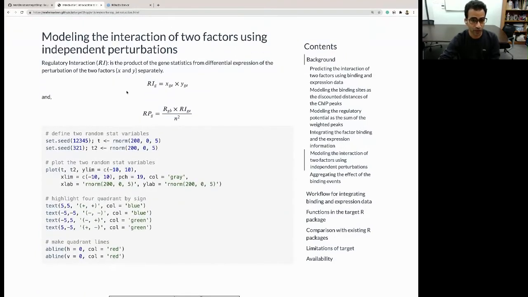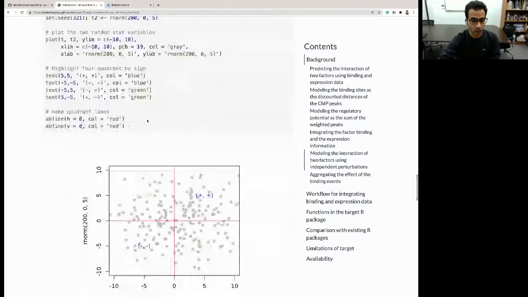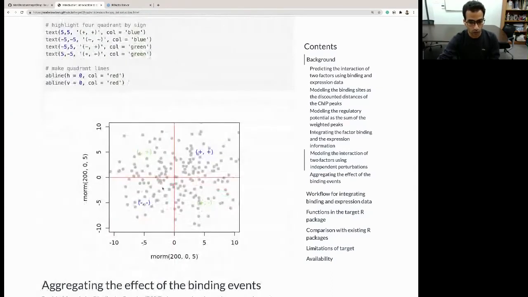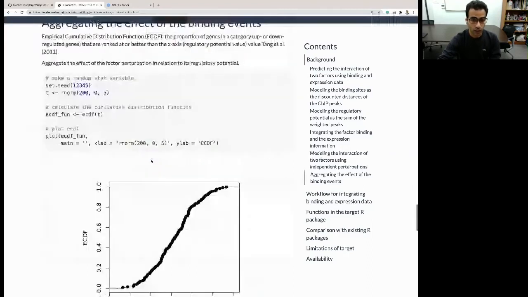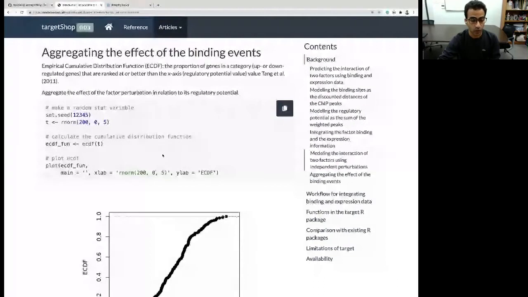I extended this a little bit further to work for two factors instead of one. So if we have two transcription factors, X and Y, and we perturb them in separate experiments, we get differential expression compared to the controls without the perturbation. And then multiplying those two statistics, such as the fold change, will give us a regulatory interaction. And then we can use this regulatory interaction to find out, if the two transcription factors share a binding site, whether they would cooperate, meaning they will produce similar effects, or they would compete, meaning they would produce opposing effects. So this was to rank the targets from the most important to the least important.